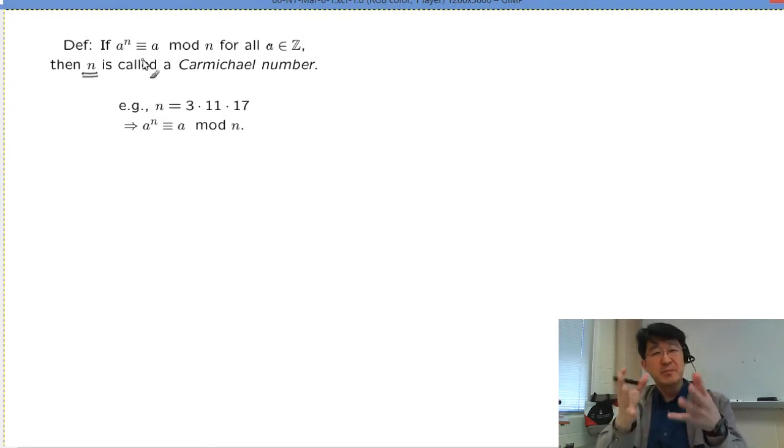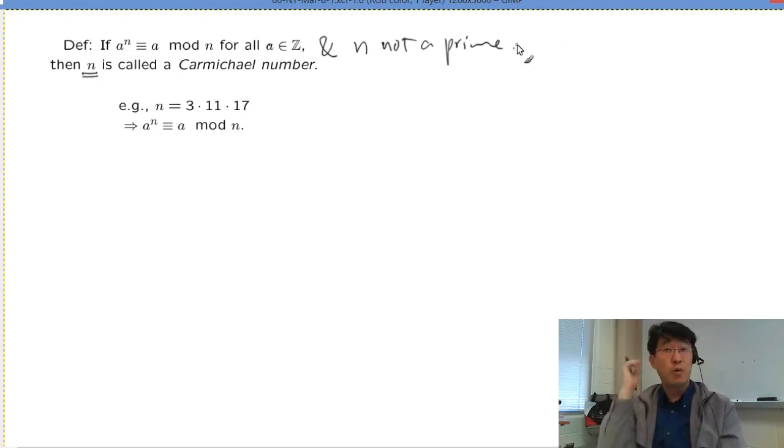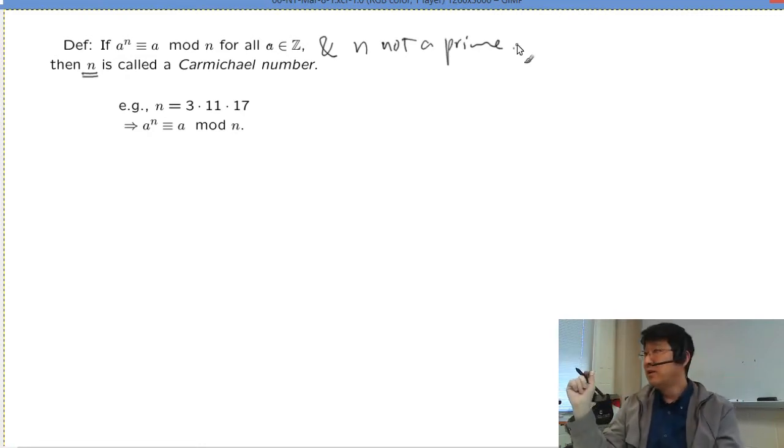A Carmichael number is not a prime, but it has this property. It's a composite number that has this property. What did I call it before? Pseudoprime. But it's really this number called a Carmichael number. I'm going to explain why this one, 3, 11, 17, has that property. Once you understand it, I can go into the computer and find more of them.